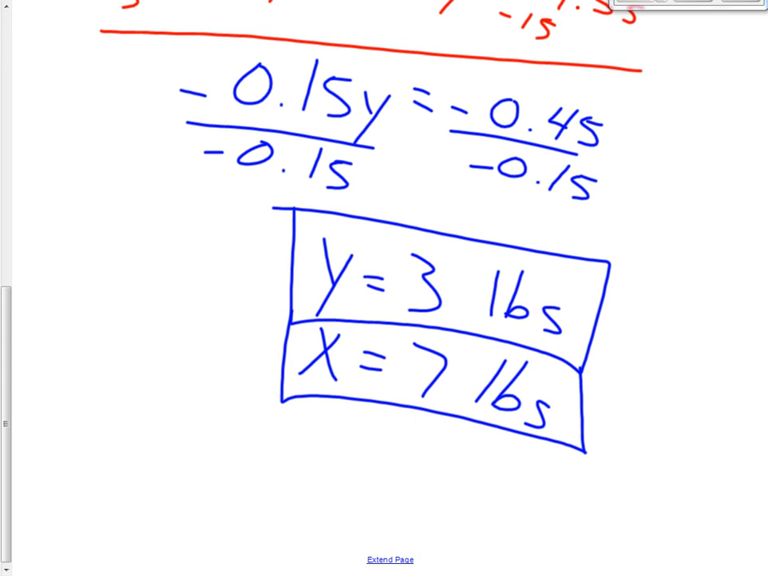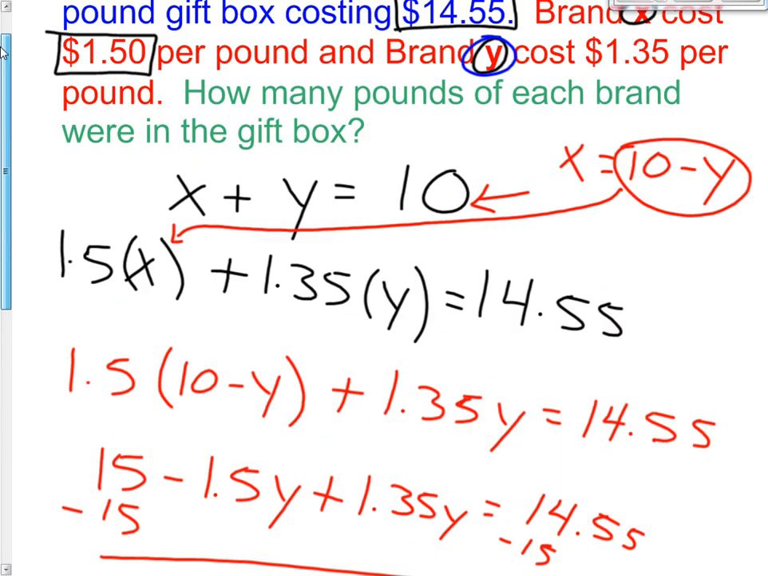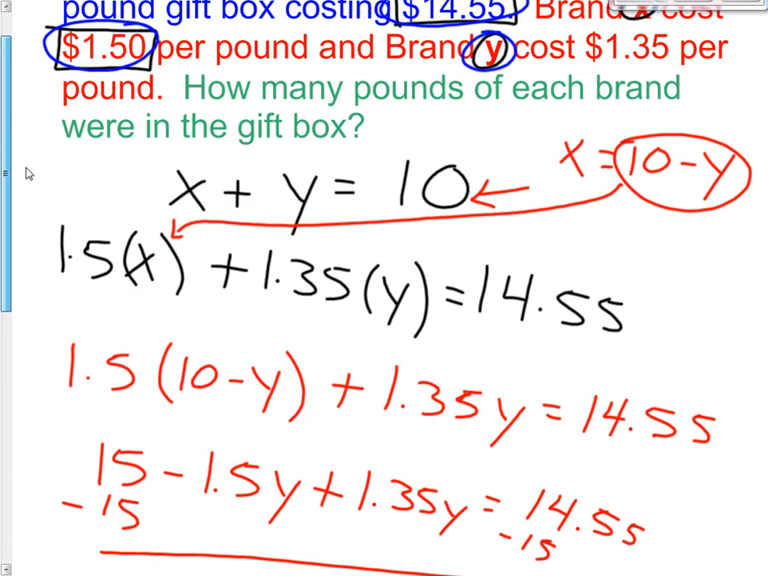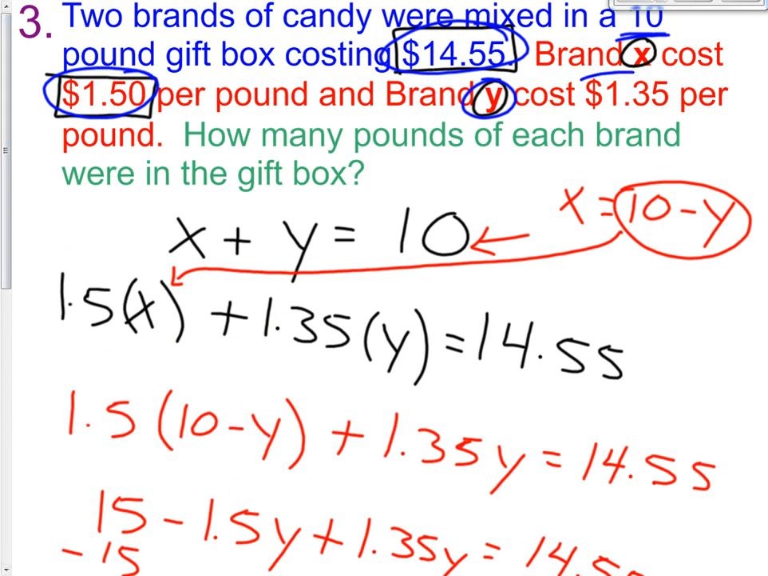If you ever see this one on a test, it might be very valuable to check to make sure that it equals $14.55. Just take your 7 pounds of X candy, multiply it by $1.50. Take your 3 pounds of Y candy, multiply it by $1.35. When you add up those two prices, you should get $14.55.